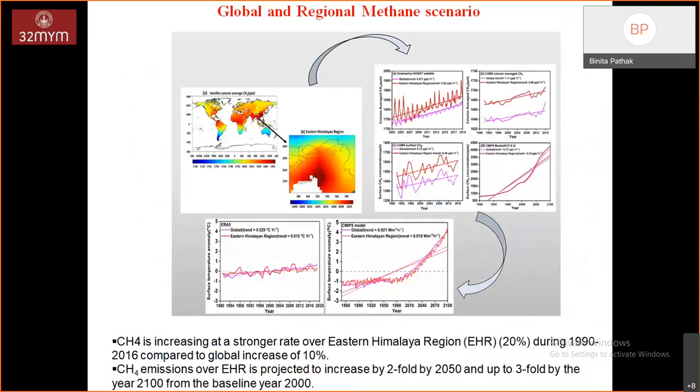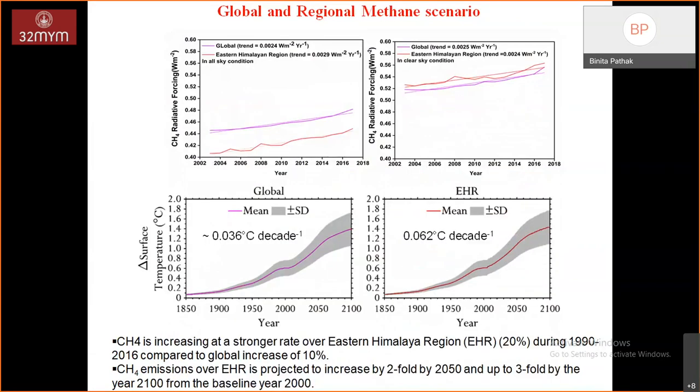Apart from that, methane, which is an important greenhouse gas, is also increasing at a faster rate in the eastern Himalayan region compared to the global rate. It is mainly because of the increase of wetlands in the Bangladesh region, and also anthropogenic activities, of course. Eastern Himalayan methane is projected to increase twofold by 2050 and threefold by 2100 from its baseline year 2000. The methane radiative forcing induced temperature change over the eastern Himalayan region per decade increase is quite stronger compared to the global.